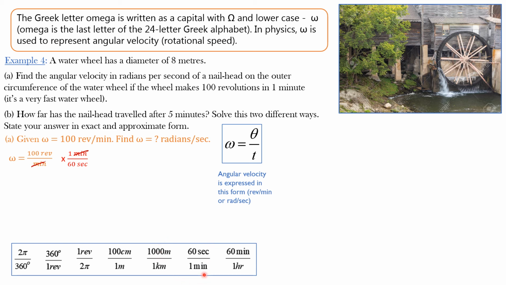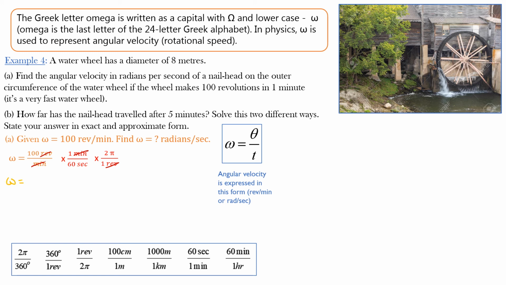So right now I've got 100 revolutions per 60 seconds. That's good, I'm partway there. I've got the seconds done. Now I've got to get out of revolutions and into radians. What can I put in my denominator so that I can cancel the revolutions? I'm going to multiply by 2 pi over 1 revolution, because that way I get rid of the revolutions and I've got my radians in there now. So we put all of that together.